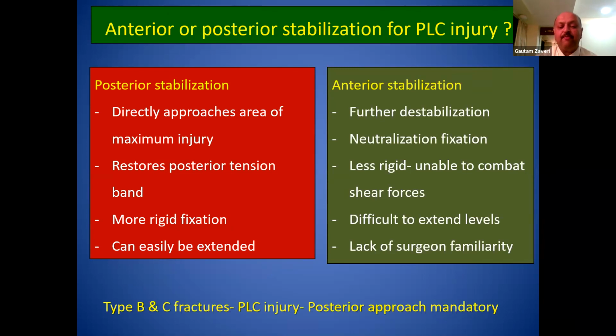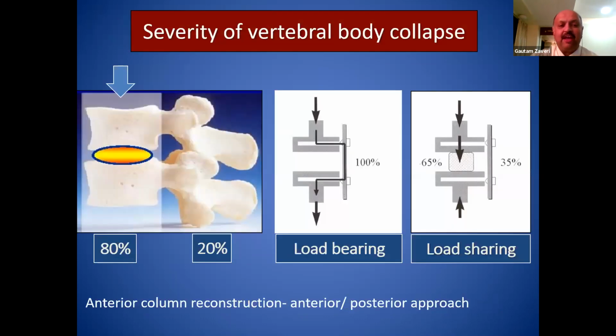And therefore, today, for all type B and type C injuries, it is universally accepted that when the posterior ligamentous complex is disrupted, a posterior approach is mandatory in order to instrument and reconstruct the tension band. The third thing to consider as far as approach is concerned is the severity of vertebral body collapse.